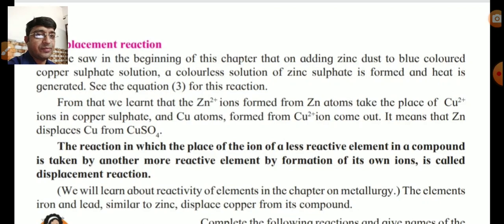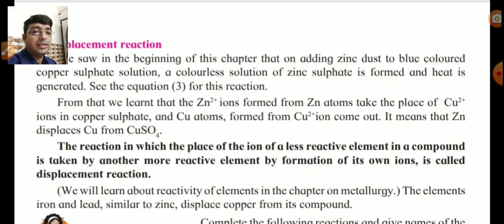From this reaction we learn that the Zn2+ ion formed from the Zn atom takes the place of Cu2+, that is the copper ion in copper sulfate, and the Cu atom formed from the Cu2+ ion comes out. It means that zinc displaces copper from copper sulfate. So what is the definition of displacement reaction? Answer, you mark the answer.